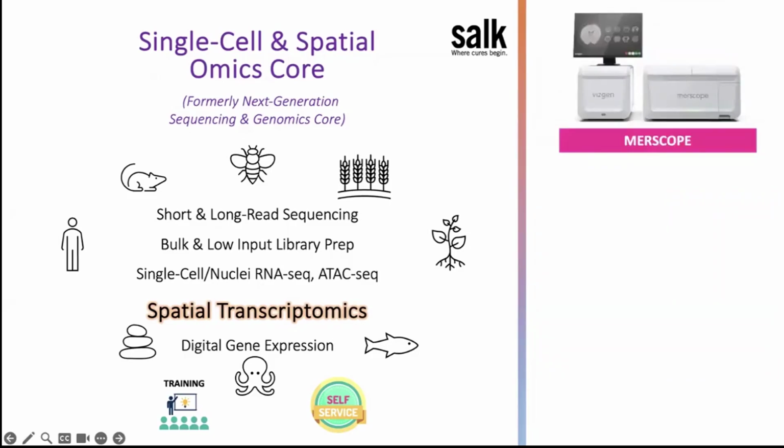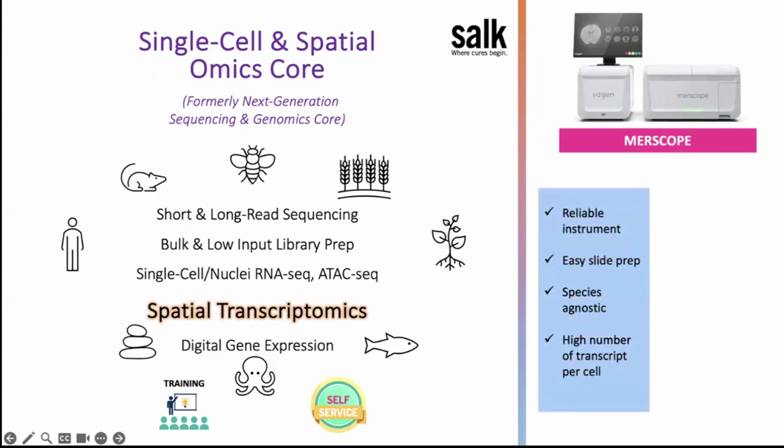Then the MERSCOPE instrument. So far we have run only custom panels with the MERSCOPE, on fresh frozen tissues from mouse and plants. And what we like with the instrument is it's a reliable instrument. The slide preparation is easy compared to the Xenium and the GeoMx. What we like is it's also species agnostic. And we usually get a high number of transcripts per cell when we compare to the other spatial technologies.